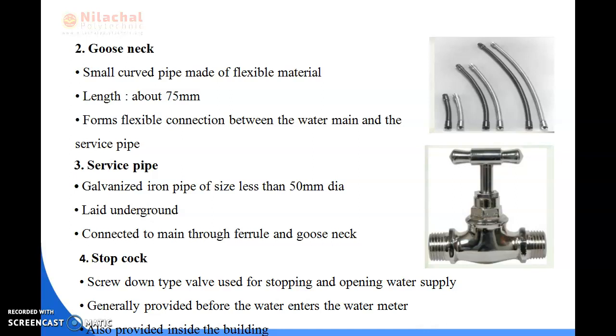Next, we have discussed the stopcock. What do you mean by stopcock? It is a screwed-down type valve which is used for stopping and opening the water supply. You can see the images of the stopcock here. It is generally provided inside the building, mainly before the water enters the water meter. So this is about the stopcock.